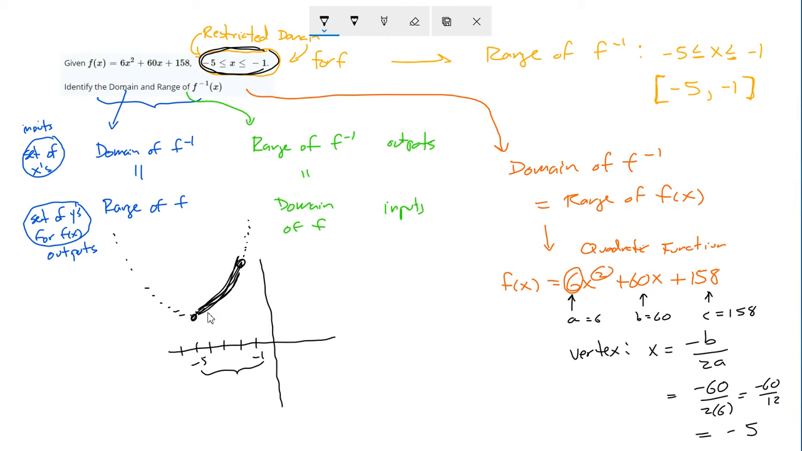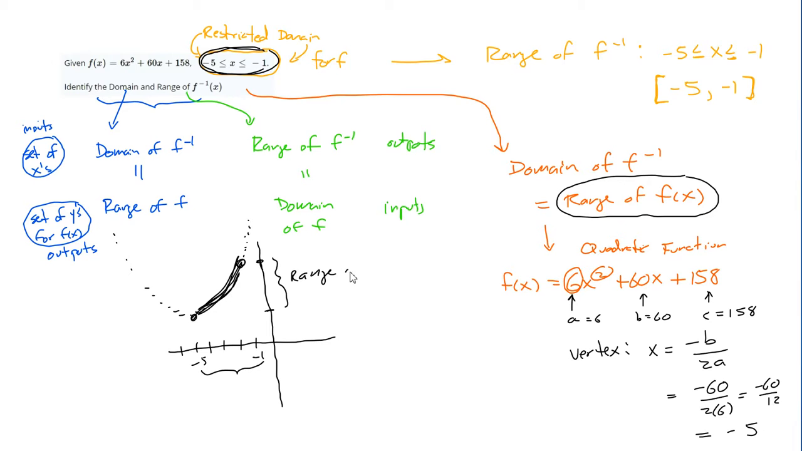Okay, so the range of the original function, so the domain of the inverse, which we're trying to find, is the same as the range or y values of the original. So if I could figure out these y values, like what is this y value right here and this, the lowest and the highest y values that I'm seeing, this would be the range of the original function. Okay, so how do I do that?